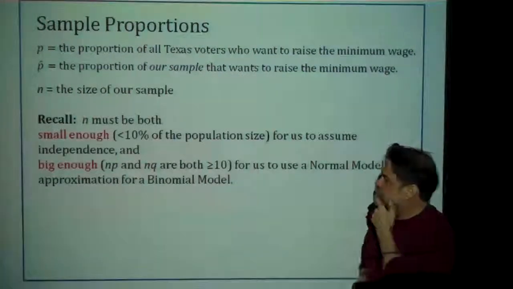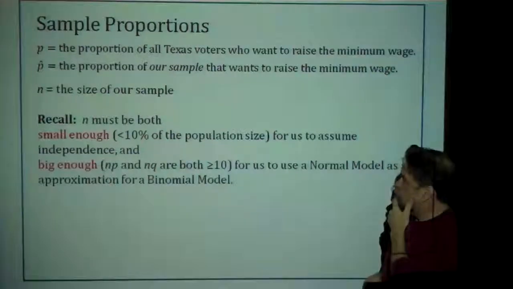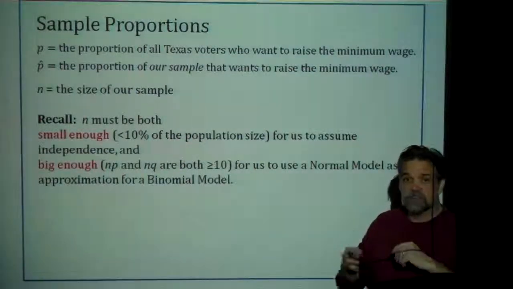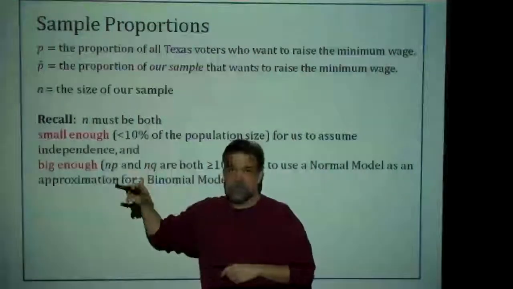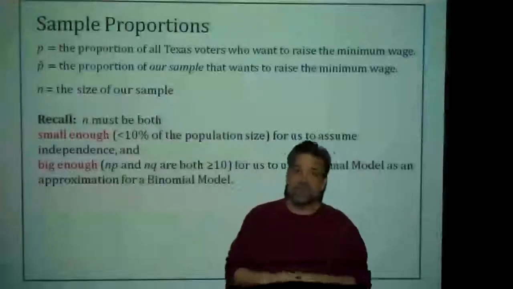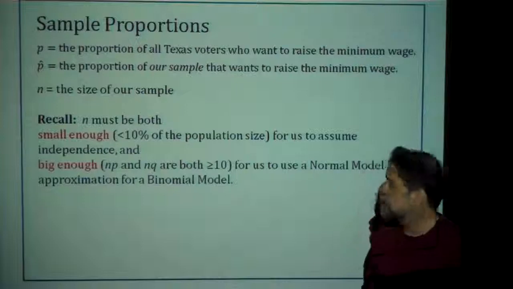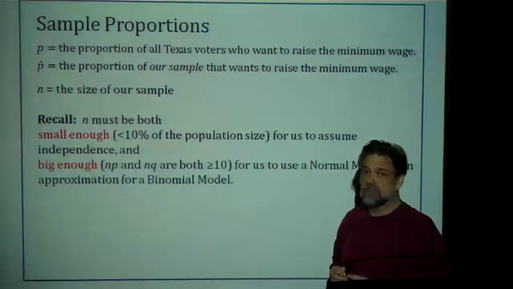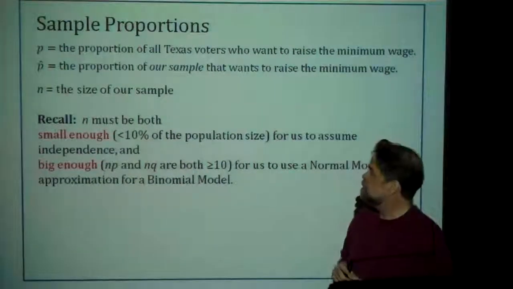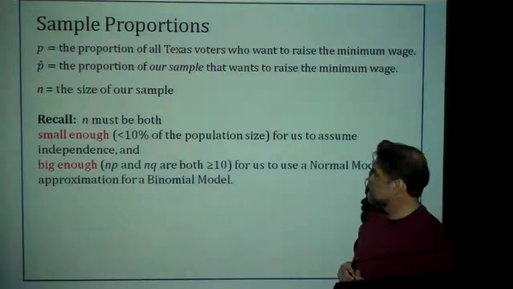Let's recall a couple of things. First off, in order for us to assume independence as we're taking this sample, N has got to be small enough, meaning it's got to be less than 10% of the entire population. I don't think that's going to be a problem here because there's a lot of Texas voters, and I don't think I can ask 10% of them. That's just too many. So that's not an issue.